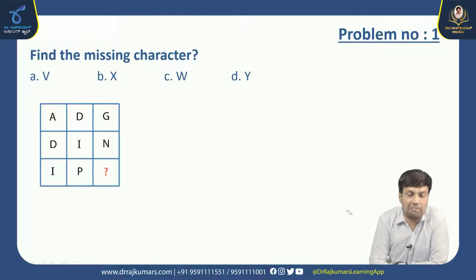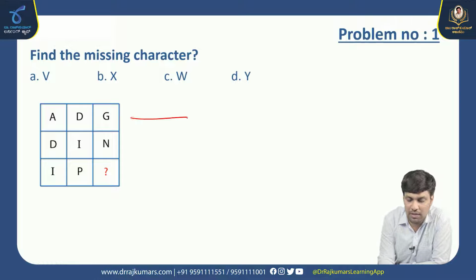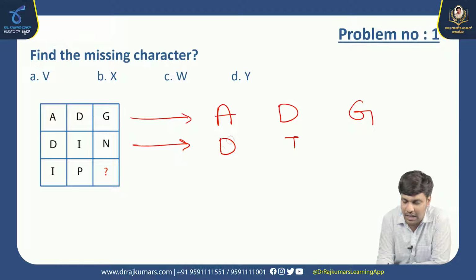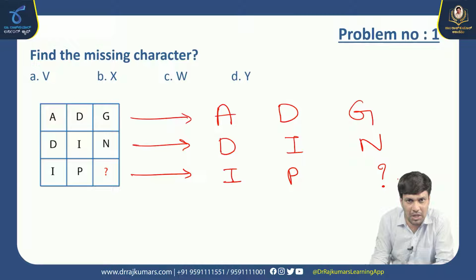Problem number 1. Find the missing character. We have a square tabulation here with 3 rows and 3 columns. Let us decode the pattern which is coded here. On observing the first row, we have the letters A, D and G. On observing the second row, we have D, I and N. On observing the third row, we have I and P. In the third row, we need to find the third letter out of 4 alternatives. Let's decode the pattern now.